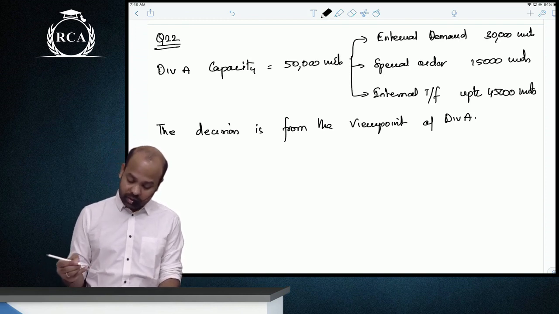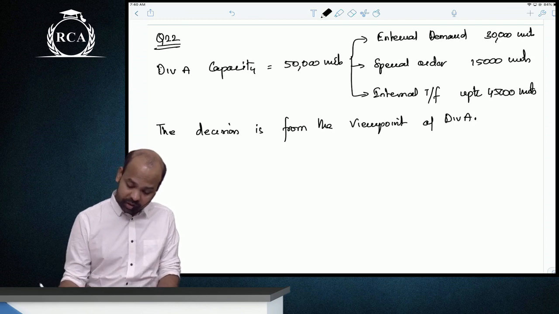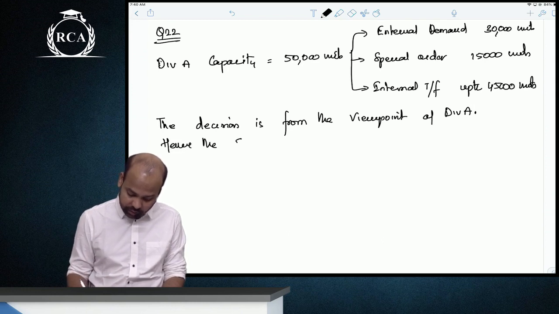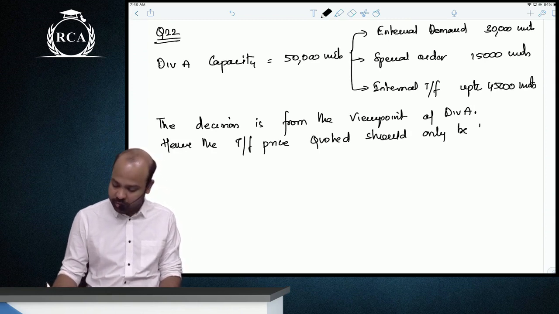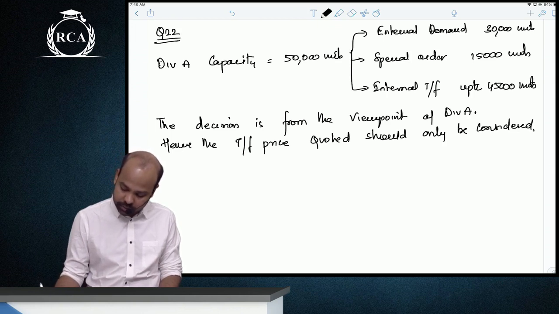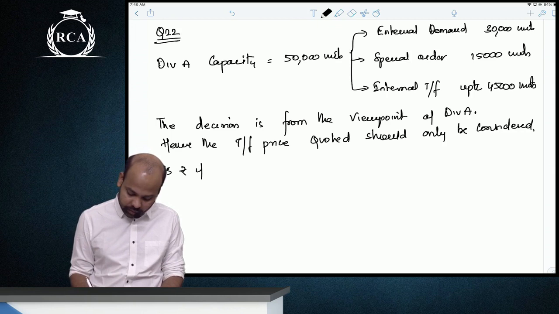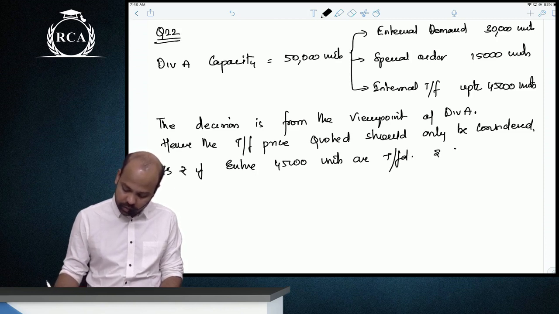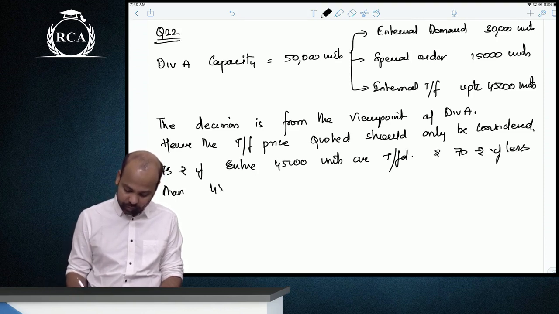Guys, the decision, beta, is from the viewpoint of division A. Hence the transfer price quoted should only be considered. How much is that, beta? It is 75 rupees if the entire 45,000 units are transferred, and 70 rupees if less than 45,000 units are transferred. Understood, sir?